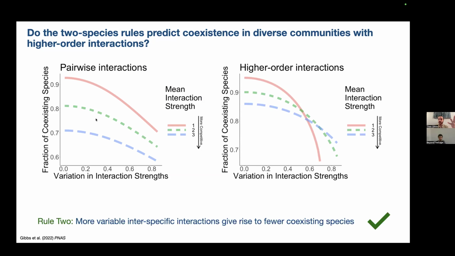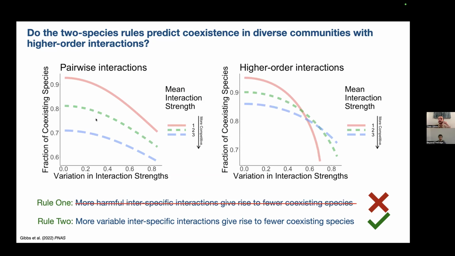Once again, all these curves are decreasing, which means that more variable interspecific interactions are giving rise to fewer coexisting species. And I think the basic logic, or the basic mechanism, for this result is really the same whether we're applying it to a two-species system with only pairwise interactions, of course, or to a very diverse system with pairwise and higher order interactions. Variability tends to create winners and losers, just by chance, and the winners obviously exclude the losers.